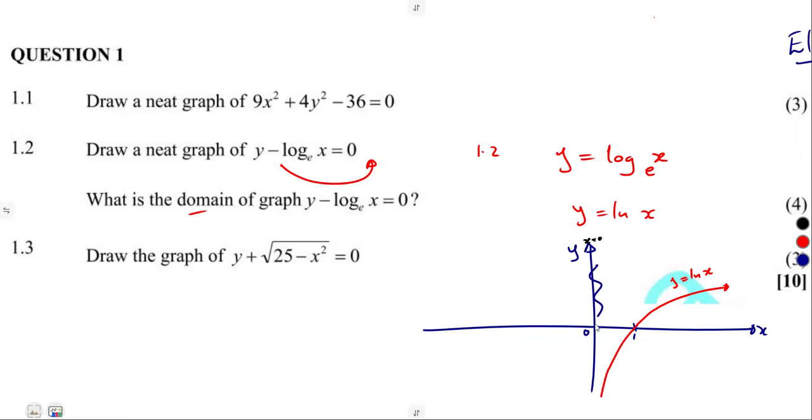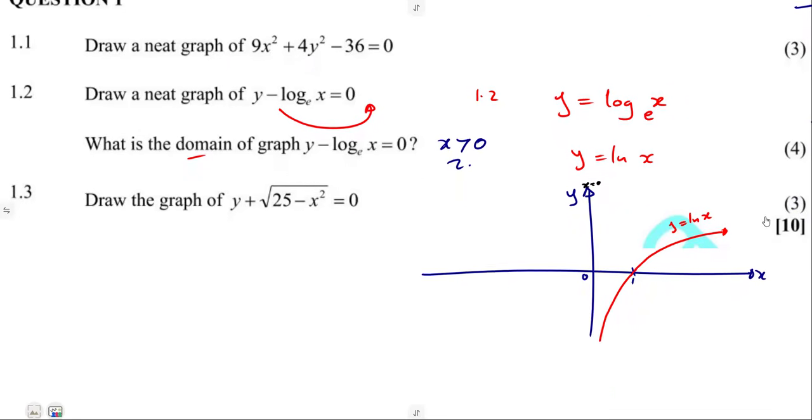That is greater than what? Greater than 0 from the y-axis. So our domain, x must be greater than what? Greater than 0, for any real number that is greater than 0.